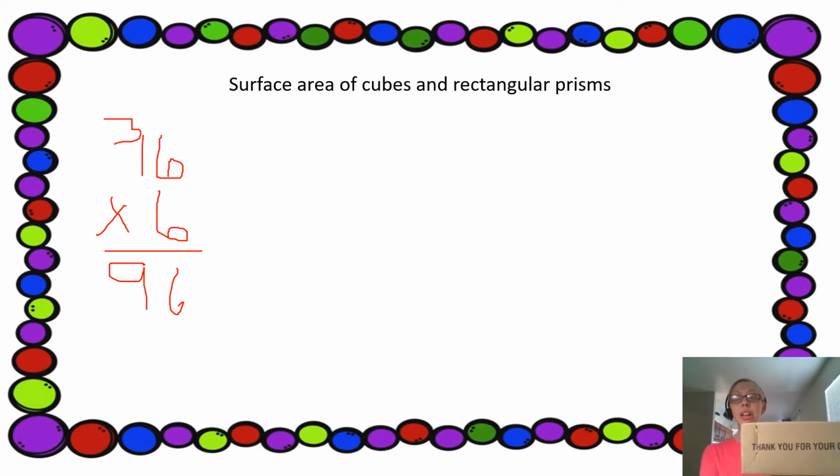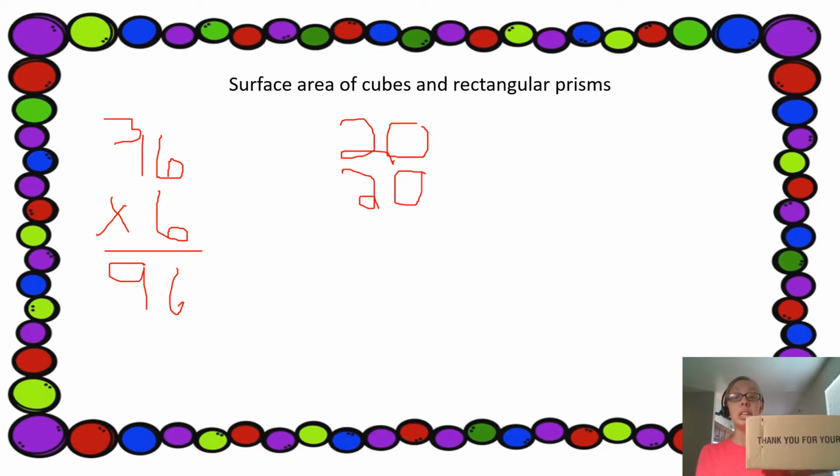So let's call our length 10 and our height 2. 10 times 2 would give me 20. That would be the area of the front and back side. So I'm going to write that down as I make a list of the area of all the sides. So 20 for the front, 20 for the back.